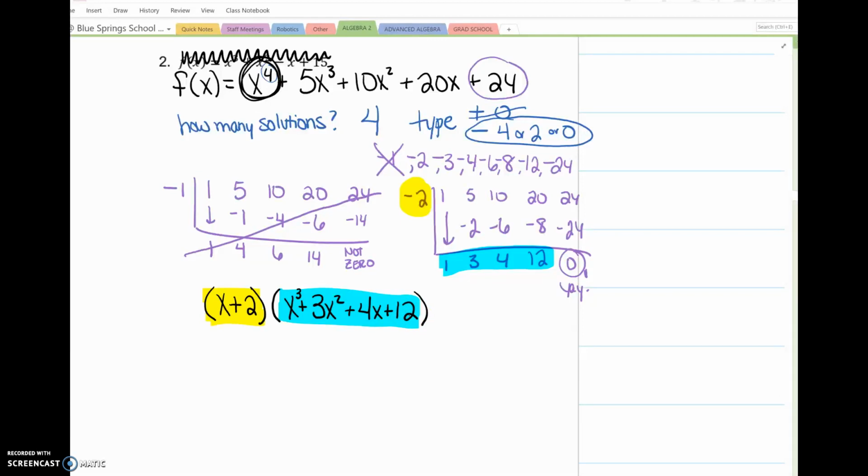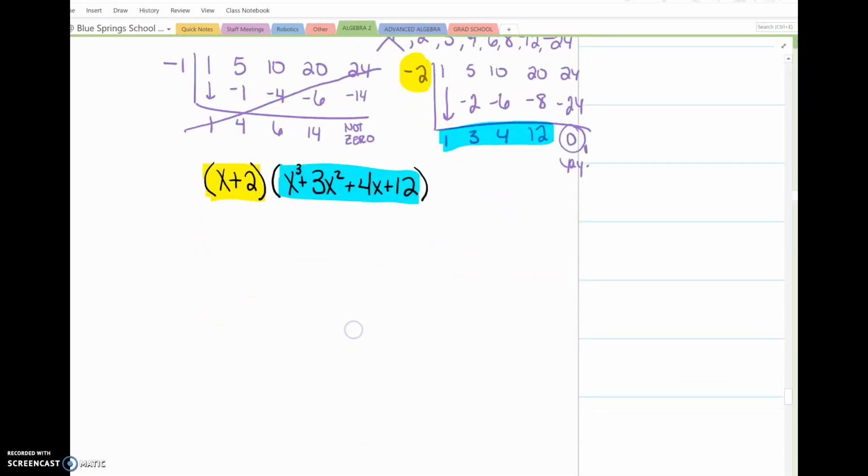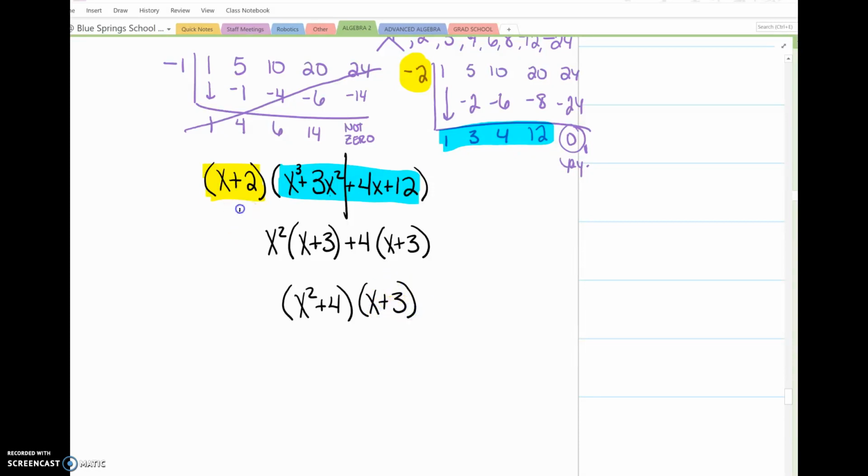Now we need to factor the blue part. How do we factor something that is 4 terms? We split it. So that yellow x plus 2, we're just going to let it sit there for a minute while we deal with this 4-termed polynomial. What do x to the third and 3x squared have in common? X squared, and that would leave us with x plus 3. What do 4x and 12 have in common? 4. So that part factors into x squared plus 4 times x plus 3.